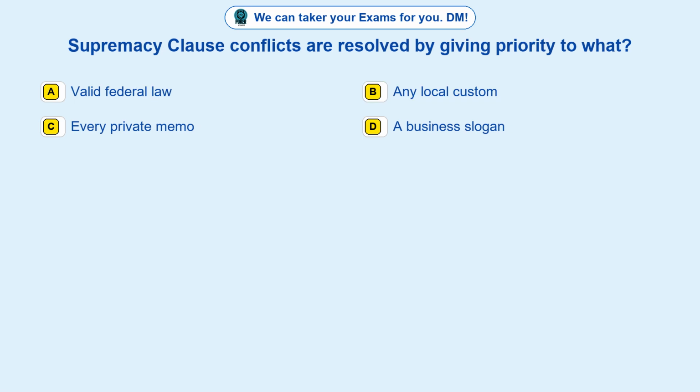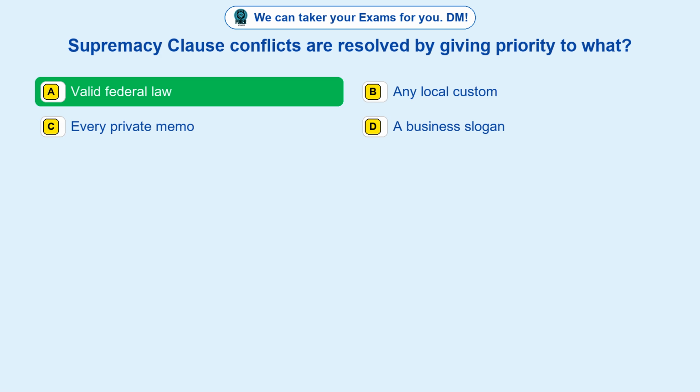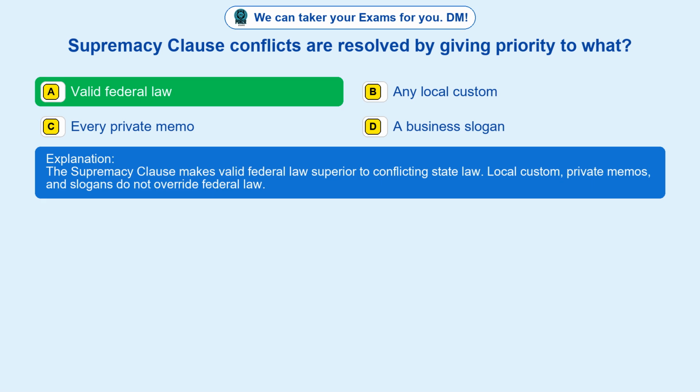Question 41. Supremacy Clause conflicts are resolved by giving priority to what? Option A, valid federal law. Option B, any local custom. Option C, every private memo. Option D, a business slogan. The correct answer is option A, valid federal law. The Supremacy Clause makes valid federal law superior to conflicting state law. Local custom, private memos, and slogans do not override federal law.